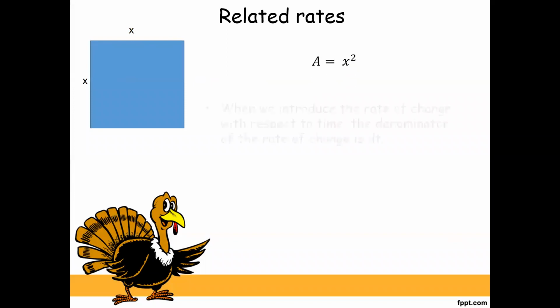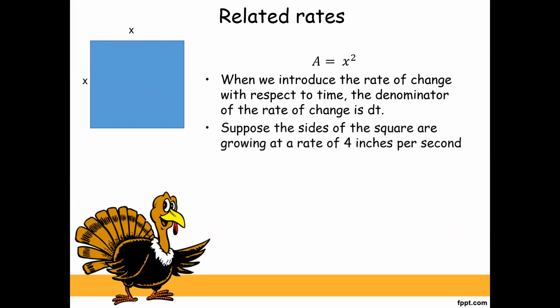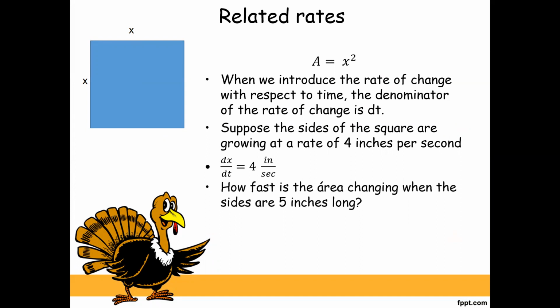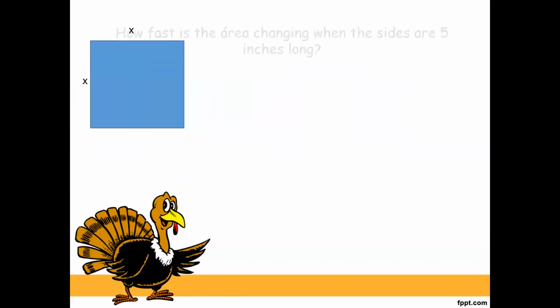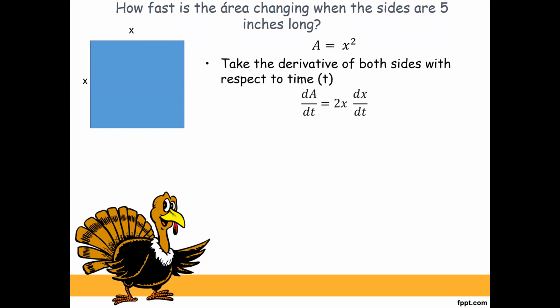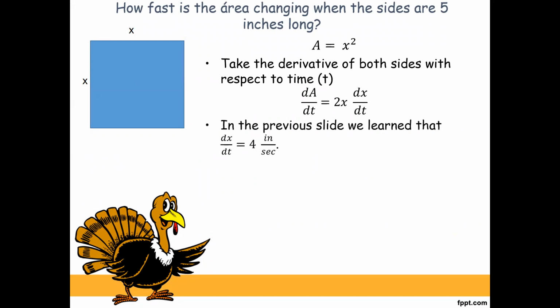All right, related rates. So the sides are growing at 4 inches per second. So dx over dt equals 4 inches per second. How fast is the area changing when the sides are 5 inches long? Remember, the sides are 5 inches long. So area equals x squared. So dA dt equals 2x dx dt. That's just implicit differentiation with respect to t. So in the previous slide, we learned that dx dt was 4 inches per second.